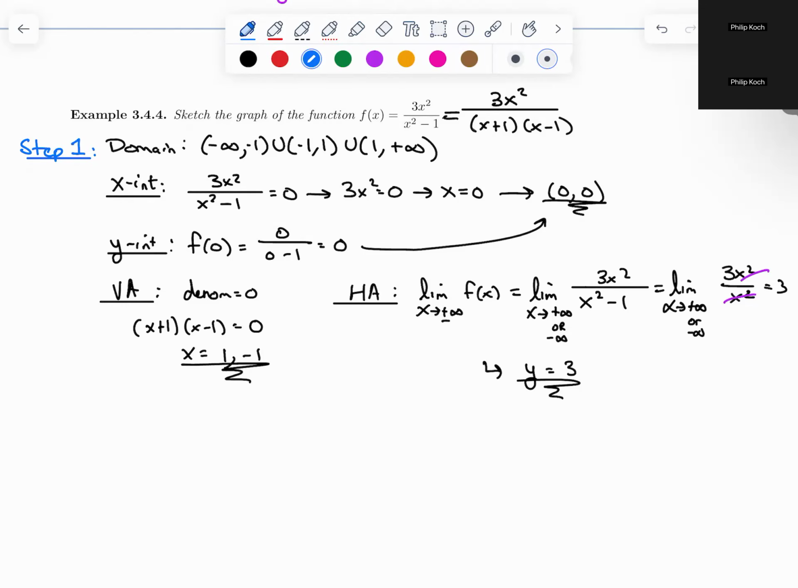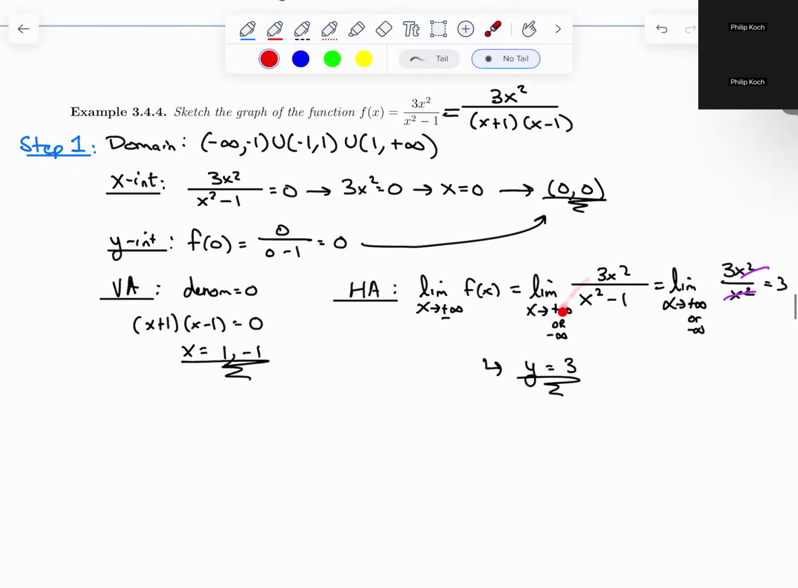Any questions so far? Yes, Jose. Why remove the -1 next to x squared? Say again. Why remove the -1 from x squared? From here to here? Yeah. Because that has to do with limits at infinity from section 1.4. If you are doing a limit at infinity, then you only look at the highest degree terms.